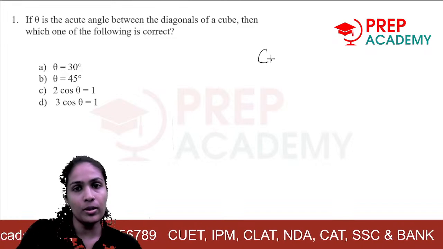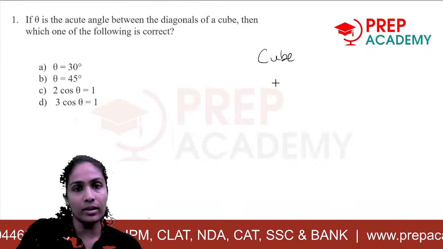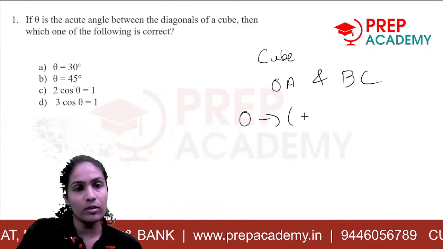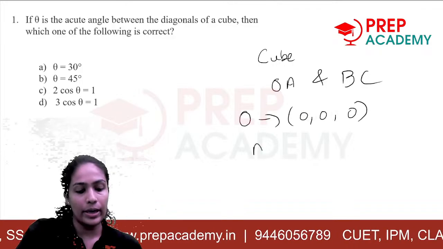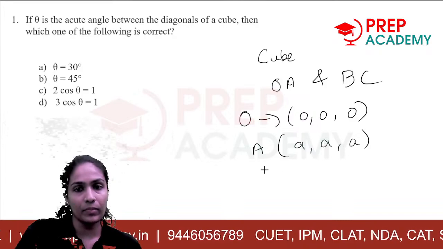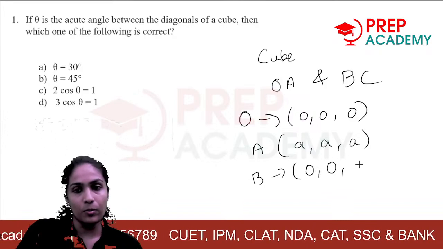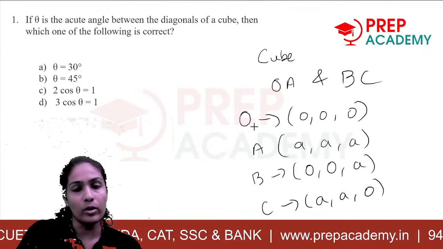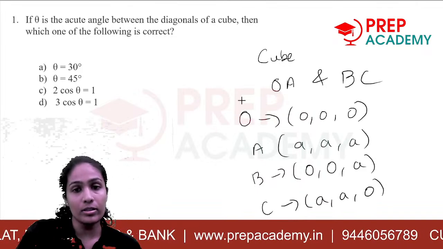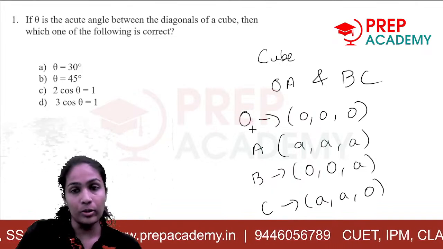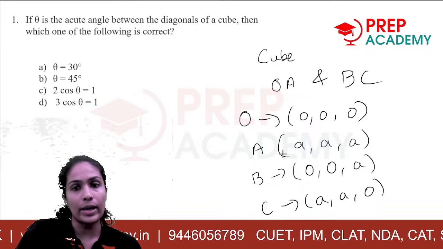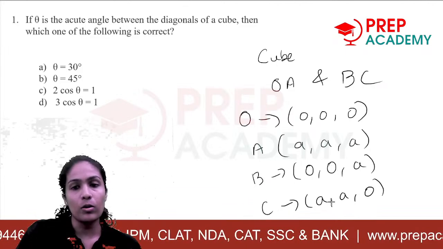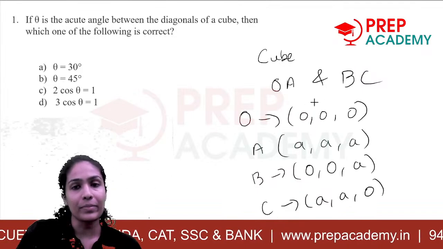Suppose we construct a cube from the origin, then the diagonals of the cube are OA and BC. The vertex coordinates of O are 0, 0, 0, A is a, a, a, B is 0, 0, a, and C is a, a, 0. This is the general coordinates of the vertices of the diagonals of a common cube, where a denotes the length of the edges of the cube.